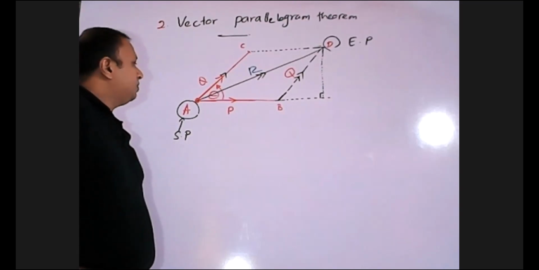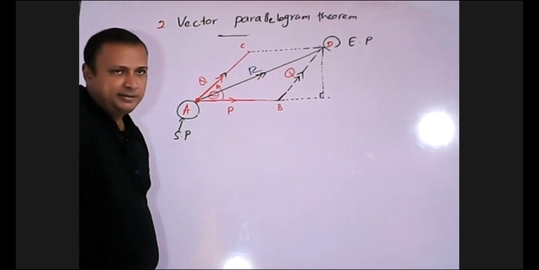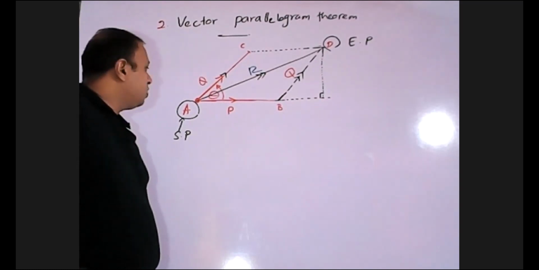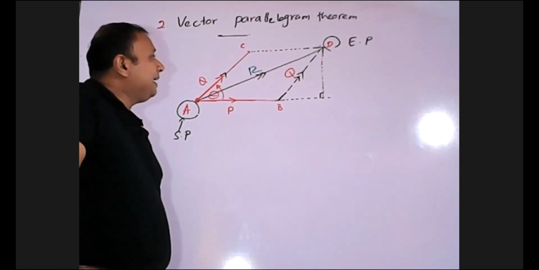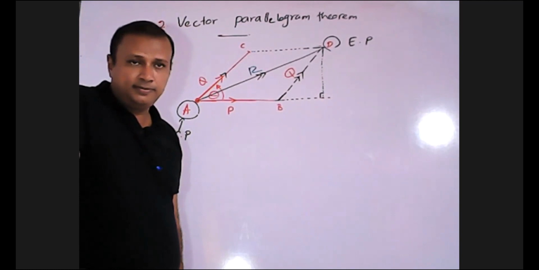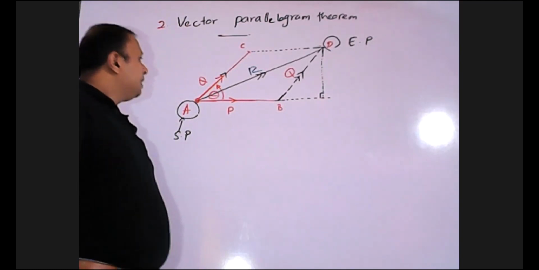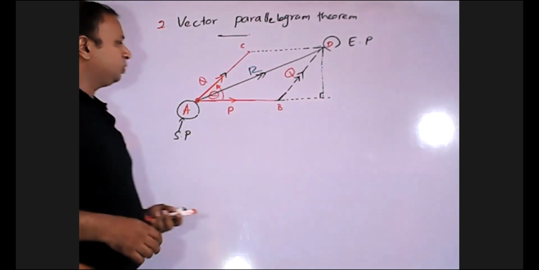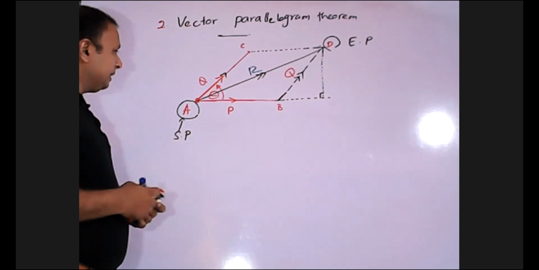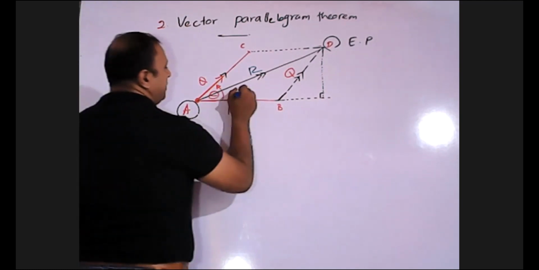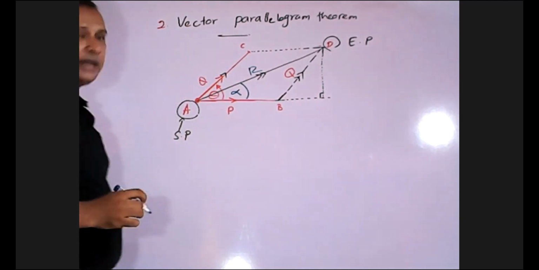Magnitude of R means you have to find the AD length. It is obvious, no? You have to find the AD length because magnitude of R equals AD length. The direction. Normally we define the direction as the direction between P and R.